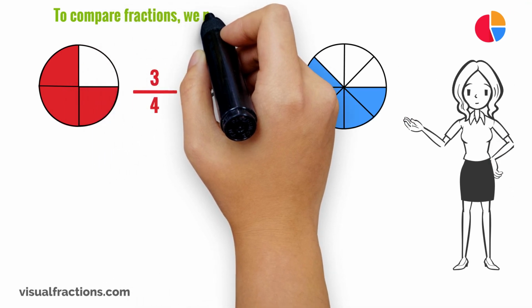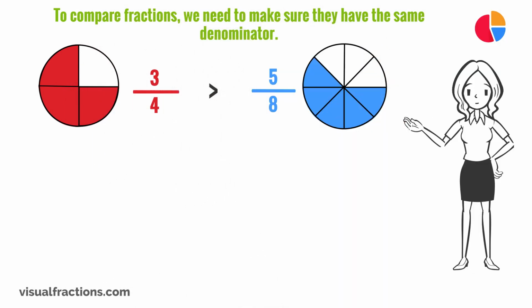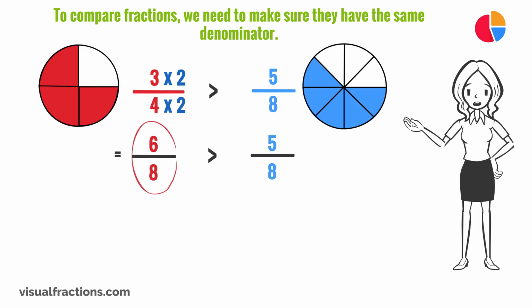To compare fractions, we need to make sure they have the same denominator. In this case, we can convert 3/4 to an equivalent fraction with a denominator of 8 by multiplying both the numerator and denominator by 2. This gives us 6/8. Now we can compare 6/8 to 5/8, which have the same denominator.